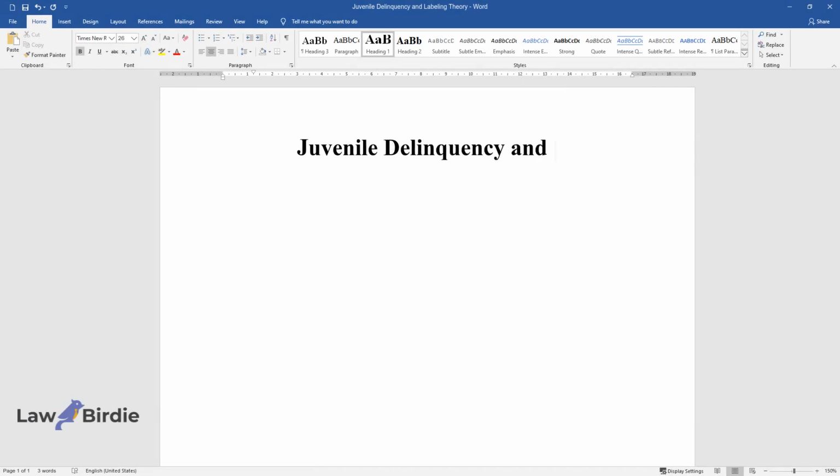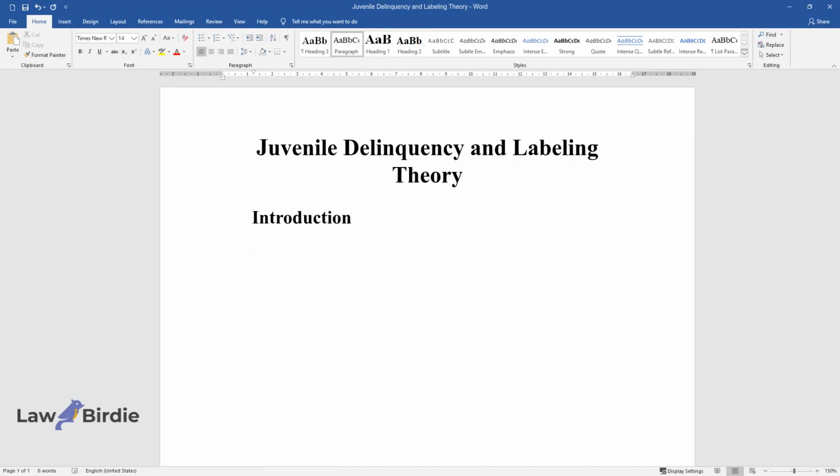Juvenile Delinquency and Labeling Theory. Introduction. There are multiple theories applicable to the study of delinquency in general and juvenile delinquency in particular.